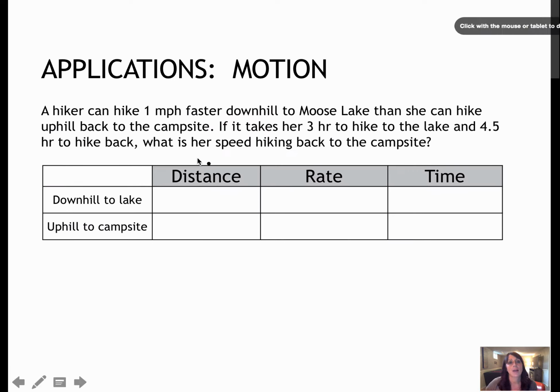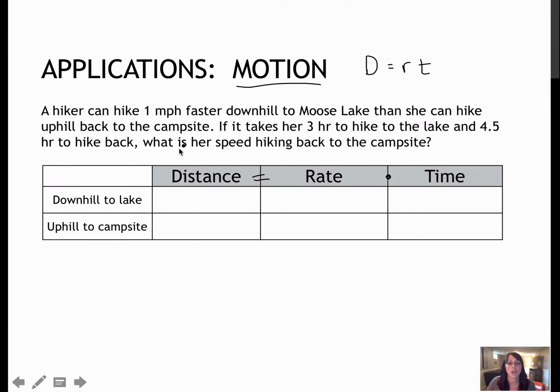So here I'm dealing with a hiker that's hiking faster downhill, of course, than she is hiking uphill. And I know that whenever I'm dealing with motion, quite often uniform motion anyway, I'm using distance equals rate times time. So distance equals rate times time. So it might be helpful for you to make a table to help you with that.